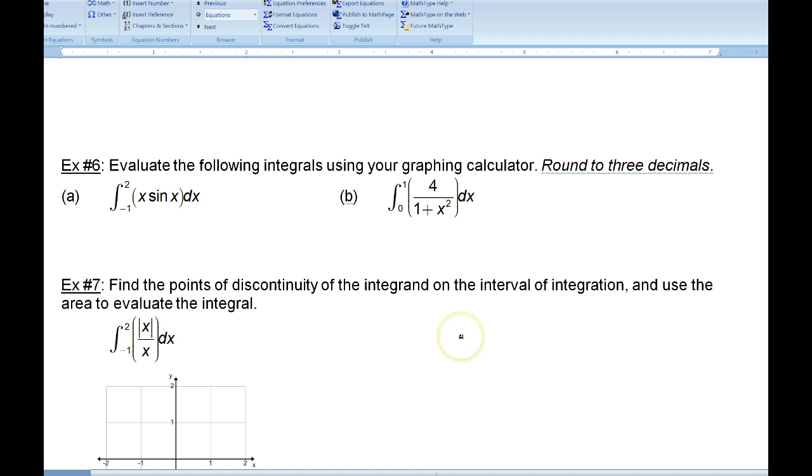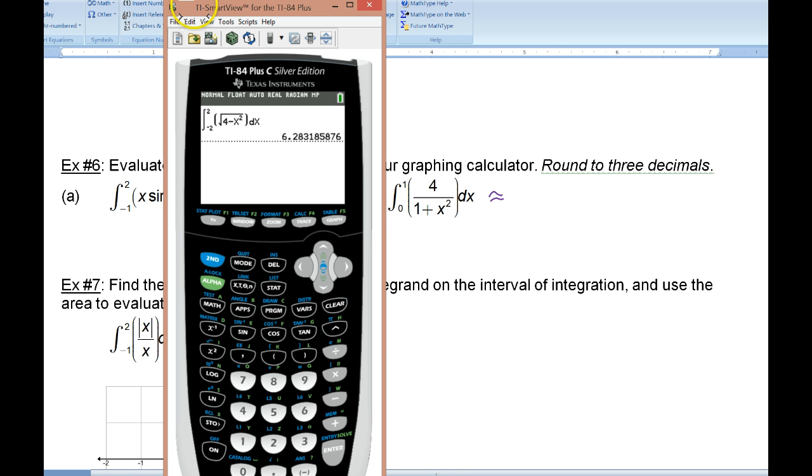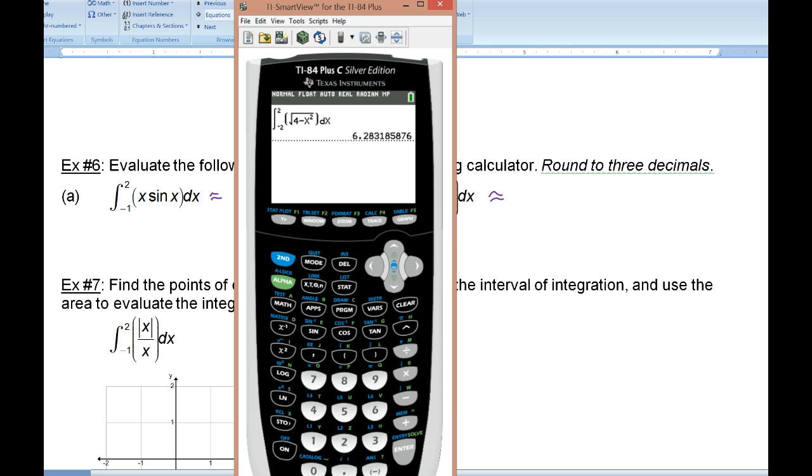I'm actually going to have you skip this one. But these I do want you to do. Just plug these into your calculator, the ones that are here.